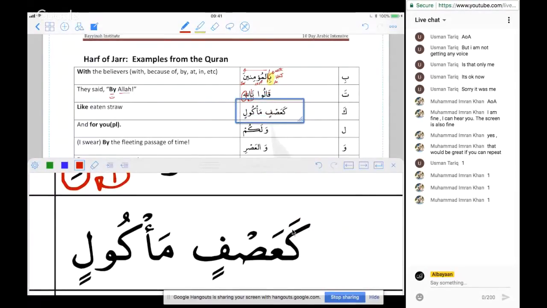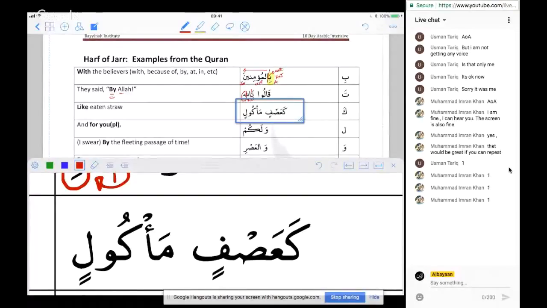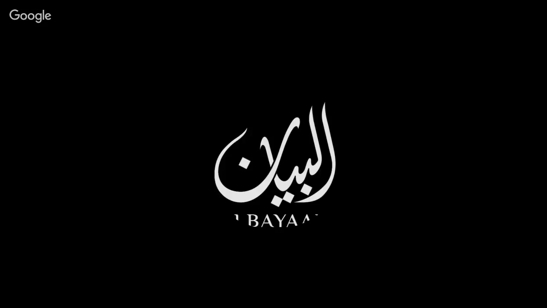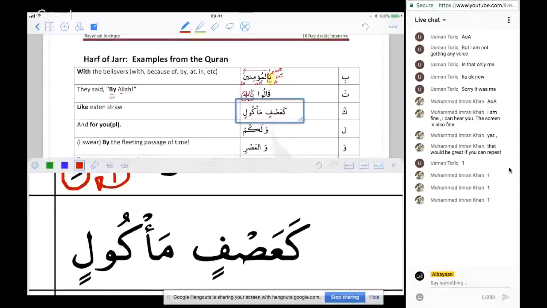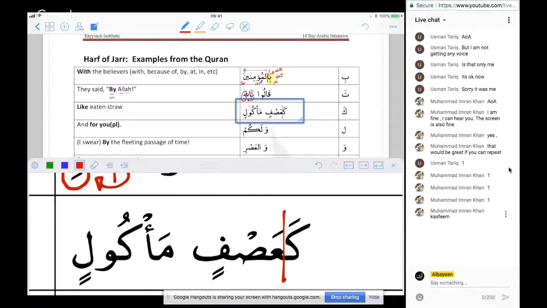Ka'asfin ma'kul. Do you see a harf of jar here? Can you find it? It's actually right in front of you. Yes, kasfin is a jar majroor. Correct. The harf of jar is the kaf. So this fragment is jar majroor. This is a harf of jar fragment.